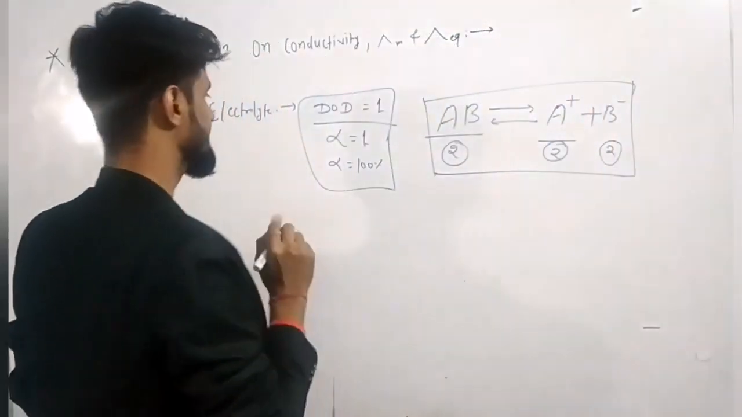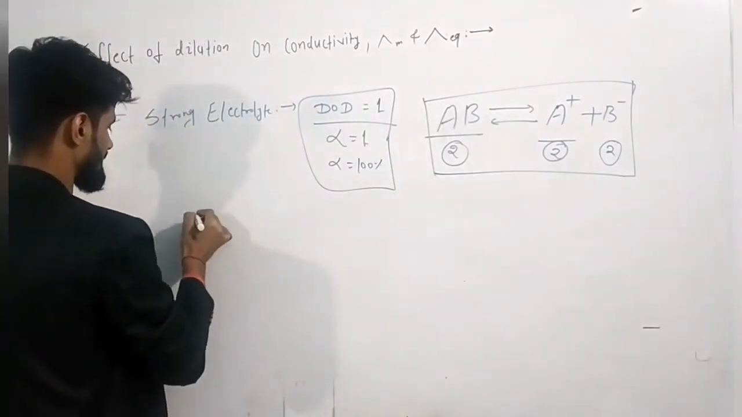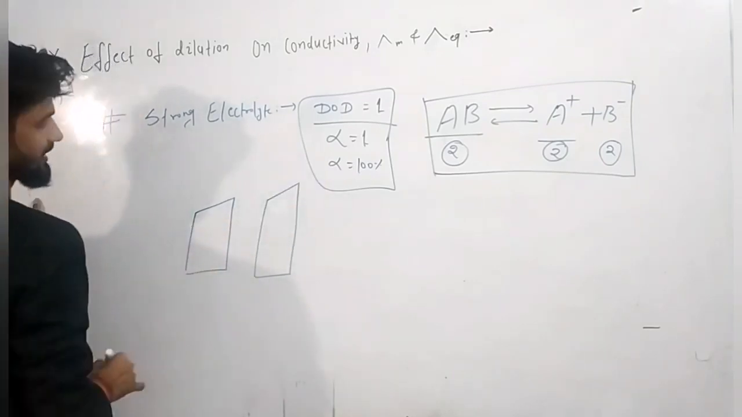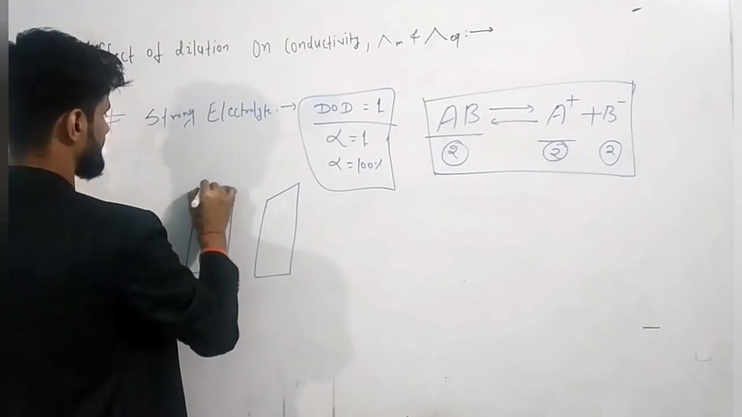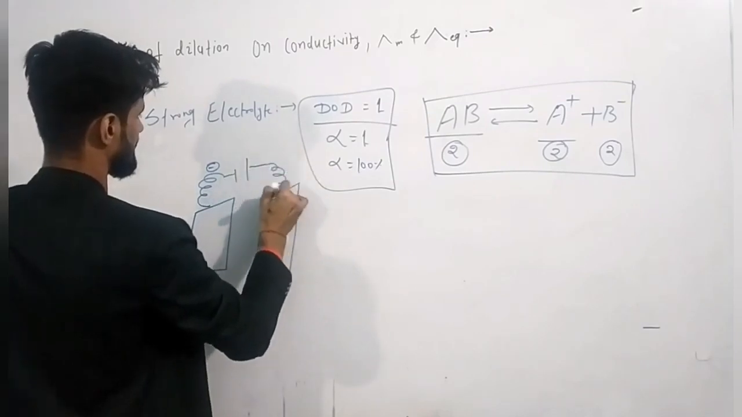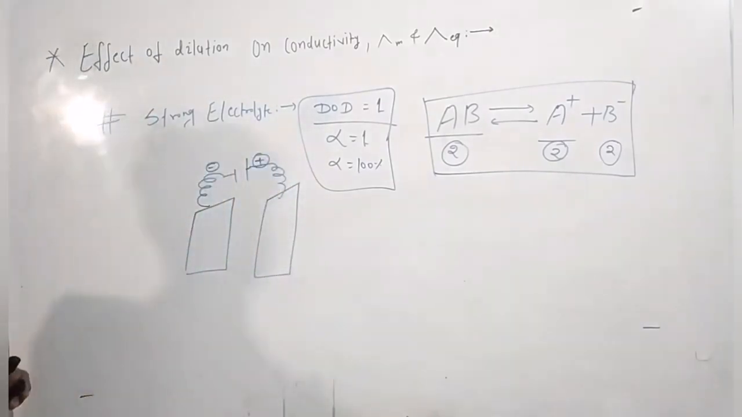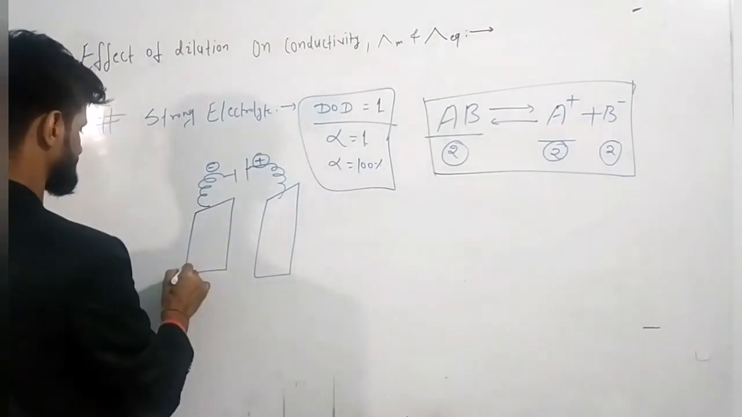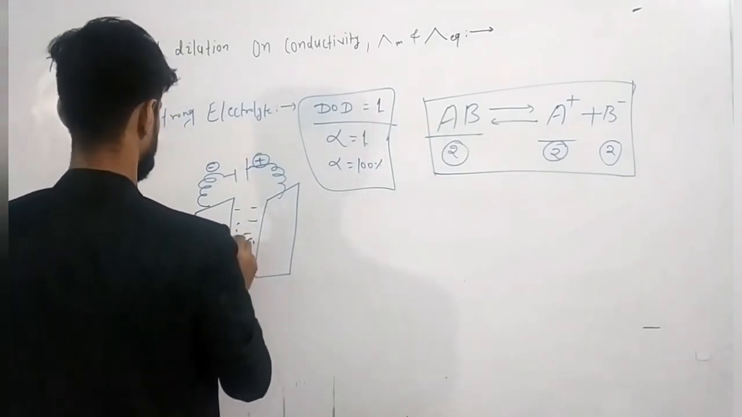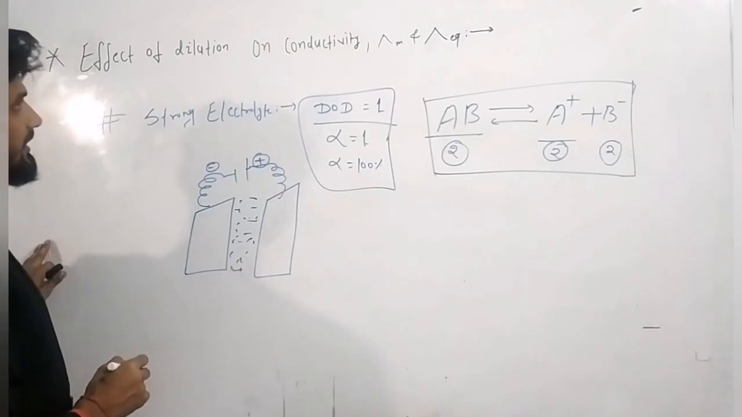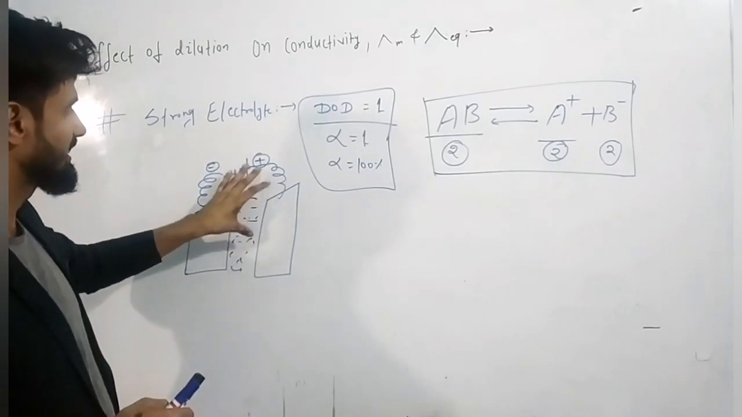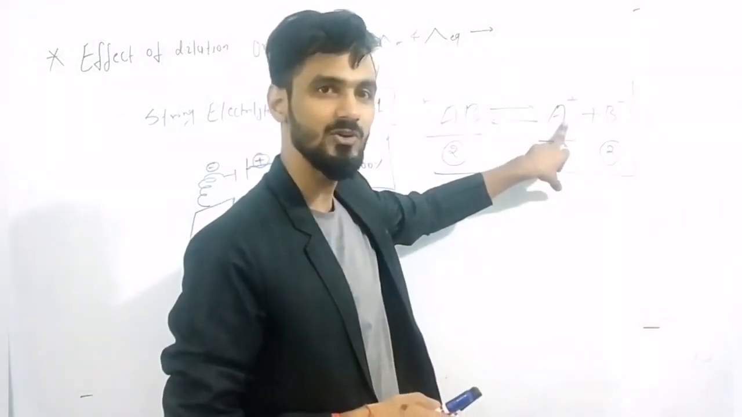Now, if you are going to dilute, if you will see, okay, now understand one thing, what will happen here? This is cation, this is anions. Okay, this is cations and this is anions. What will happen when you will supply the electric current? The AB will get dissociated into A plus and B minus.